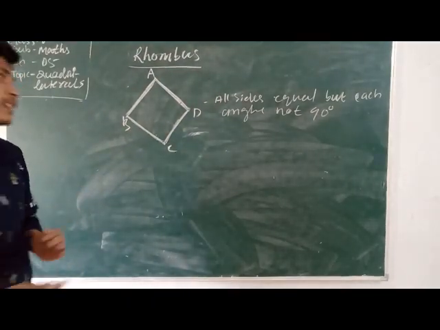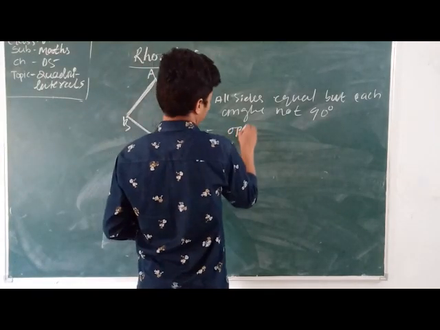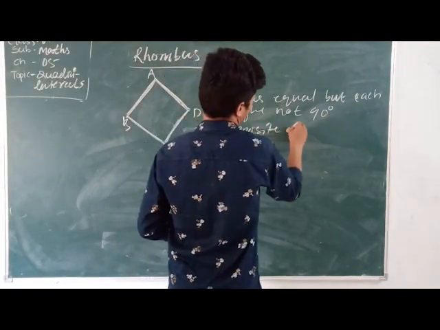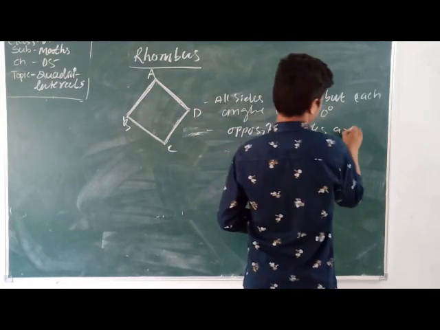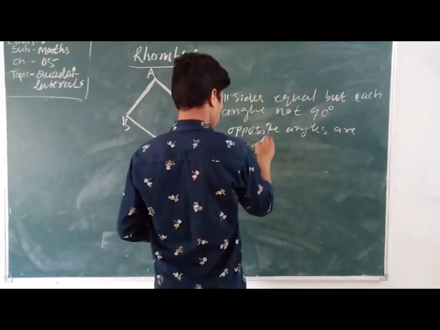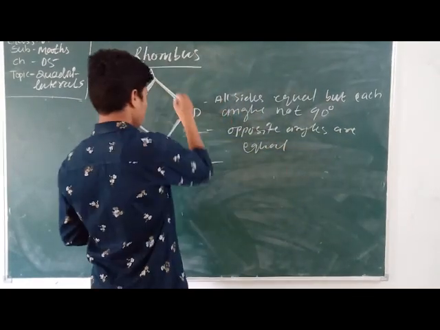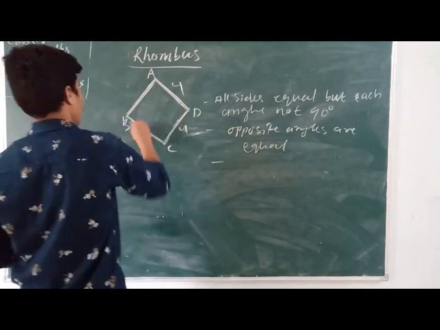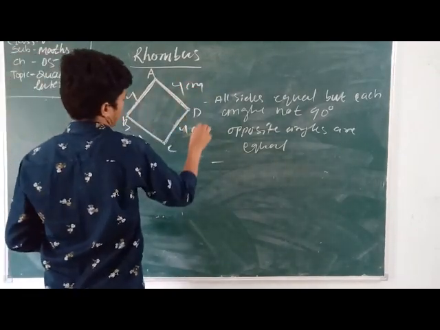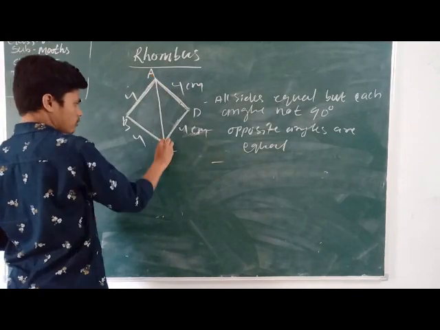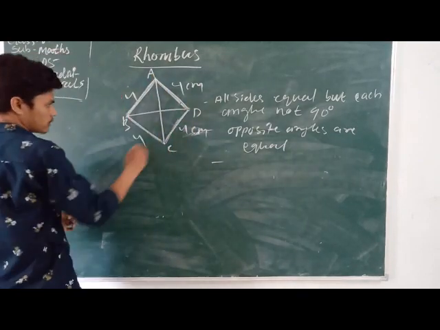Their opposite angles are equal. Here, opposite angles are equal. Okay. 4 centimeters, 4, 4, 2. Only the sides are equal, but the 4 angles are different. And the diagonals are also not equal. Okay.